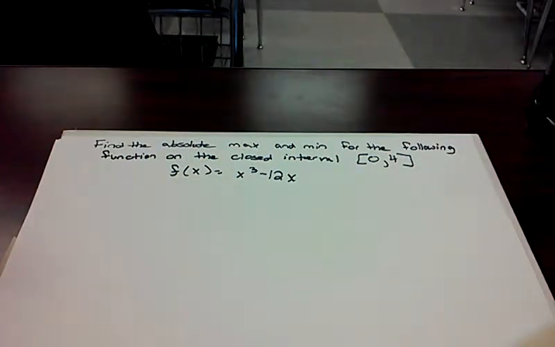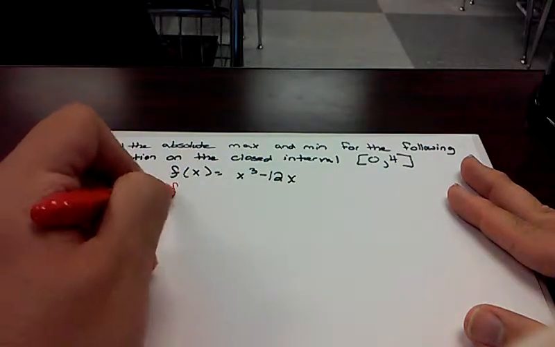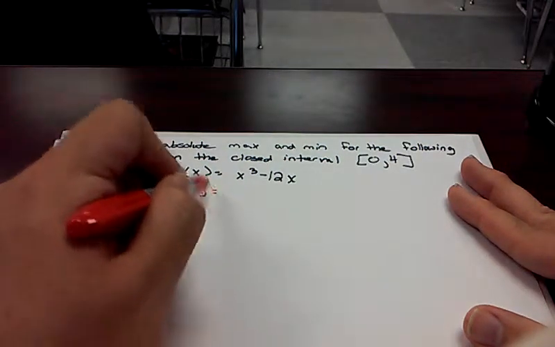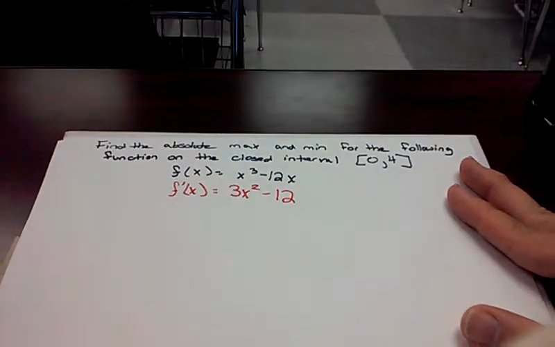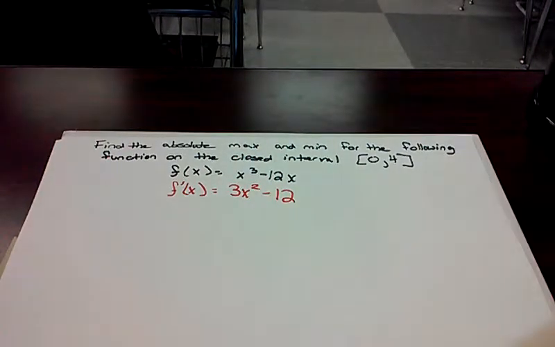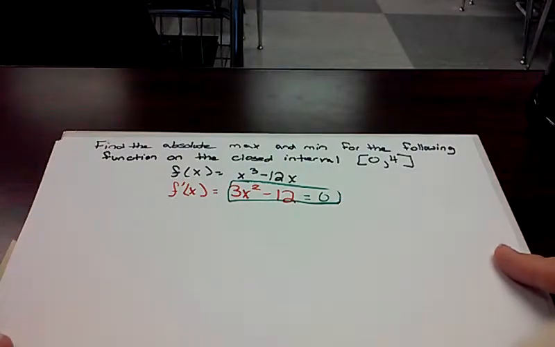Well, if you remember my three-step process, first thing is find your critical numbers. So to find the critical numbers, I've got to find the derivative of the function. The derivative of the function would be 3x squared minus 12. And in order for it to be a critical number, it has to be where the derivative is equal to 0. So I'm going to solve this: 3x squared minus 12 is equal to 0.